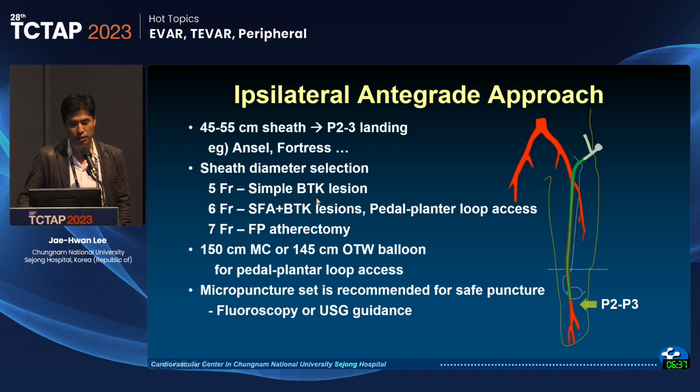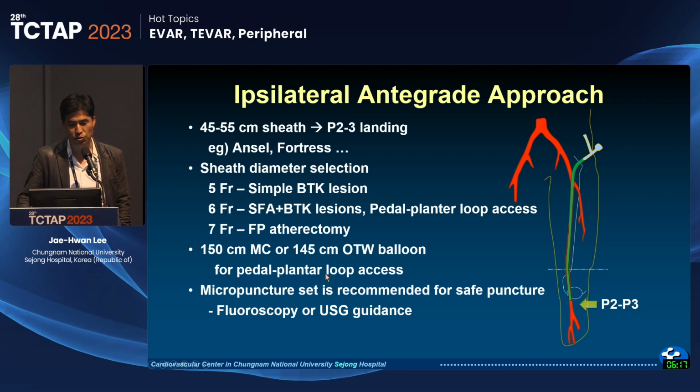If it is a simple BTK lesion, 5 French is enough. If you want to treat SFA simultaneously, or if you try to use a pedal-plantar loop access or a difficult BTK lesion, you may use 6 French. For 7 French, femoropopliteal atherectomy is a combined procedure. You have to use 7 French.